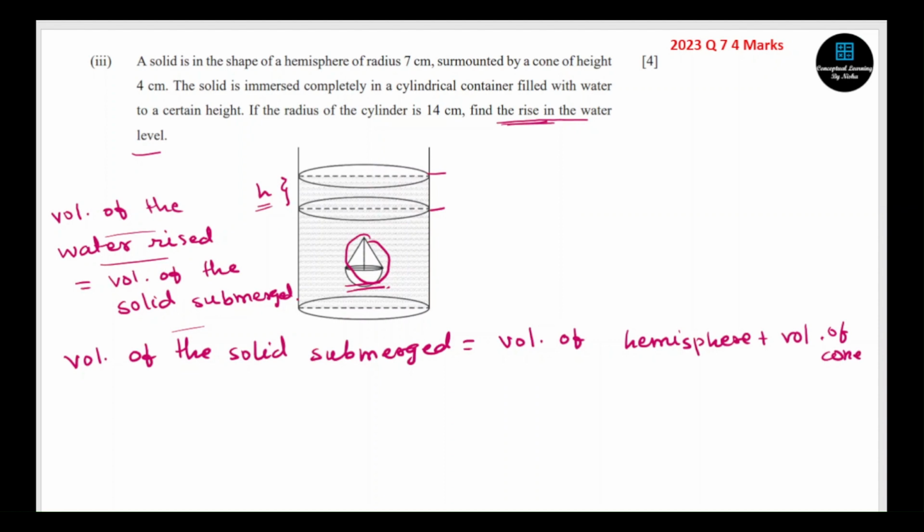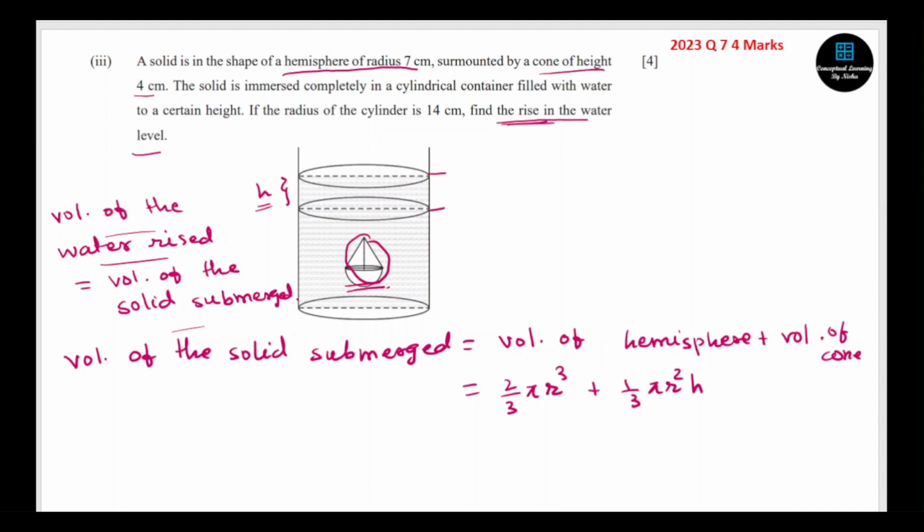Correct? Now here what do I get? Volume of hemisphere is 2 upon 3 pi r cube. Now see, the hemisphere radius is 7 and also the cone radius is 7. So both are the same. Now this is 1 upon 3 pi r square h, right? This is nothing but the height of the cone, which is given to us, 4 centimeter.